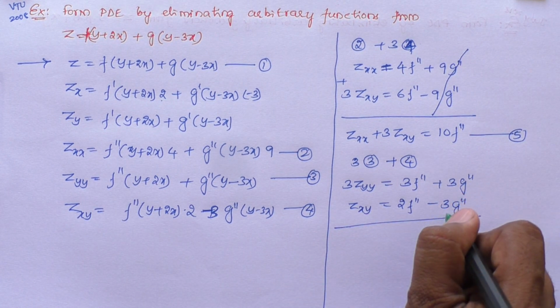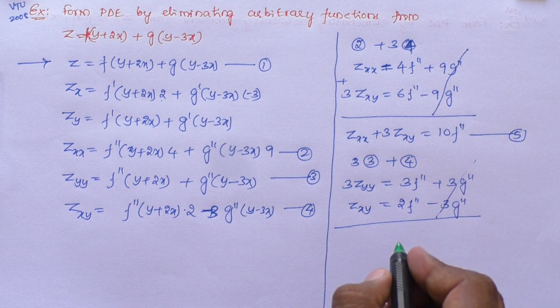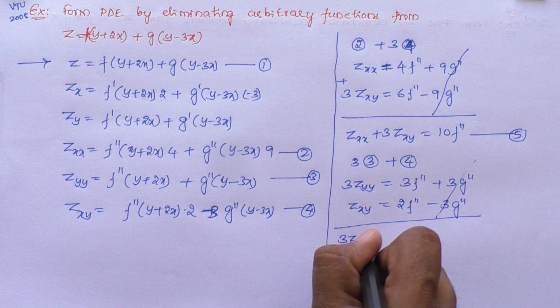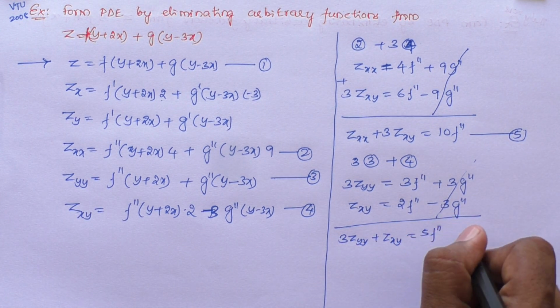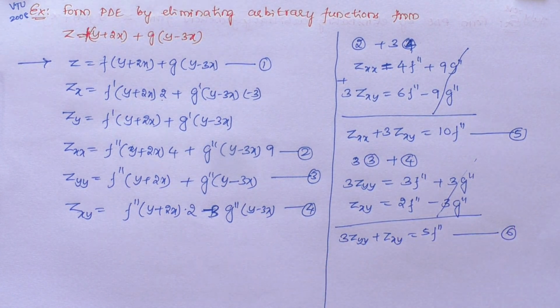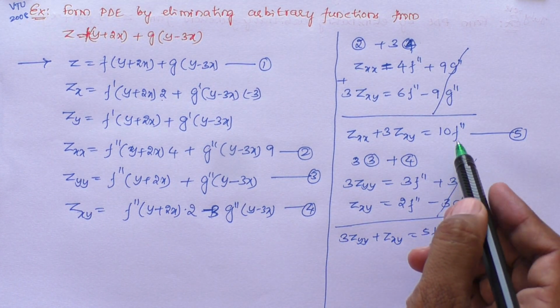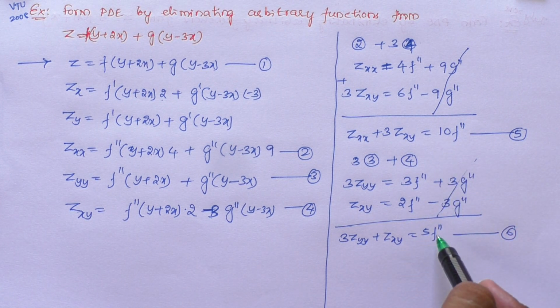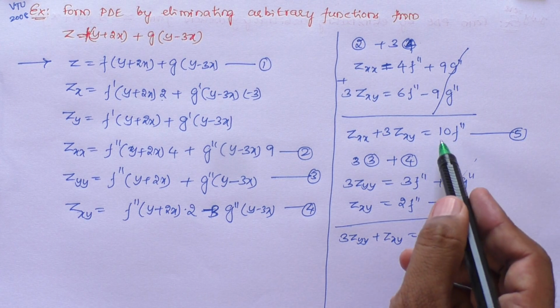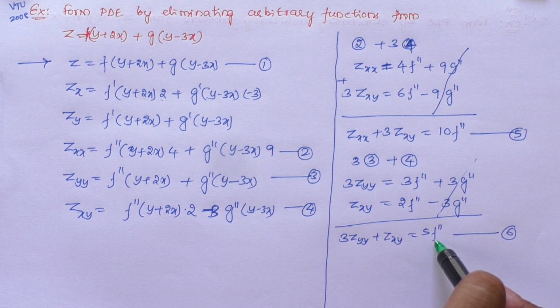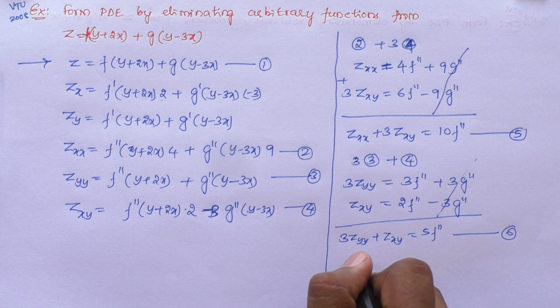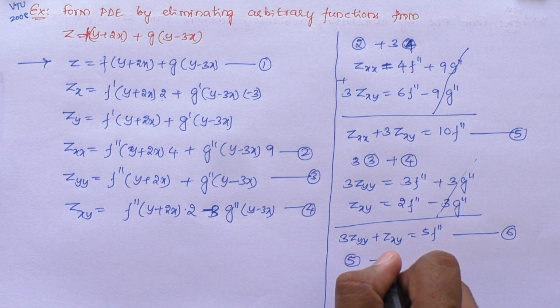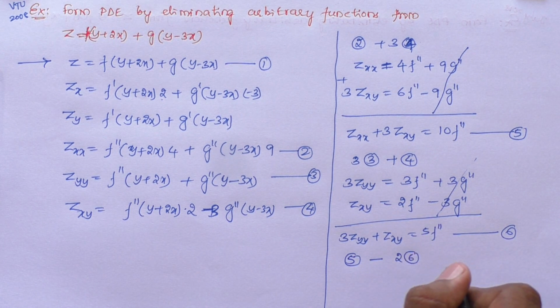So here 3 g double dash minus 3 g double dash will get cancelled, so 3 zyy plus zxy equal to 5 f double dash. Take this as equation number 6. Now refer to equations 5 and 6. Is it possible to eliminate f from these two? Here 10 f double dash, here 5 f double dash. If you multiply this by 2 it will become 10 and subtract. So equation 5 minus 2 times equation 6.